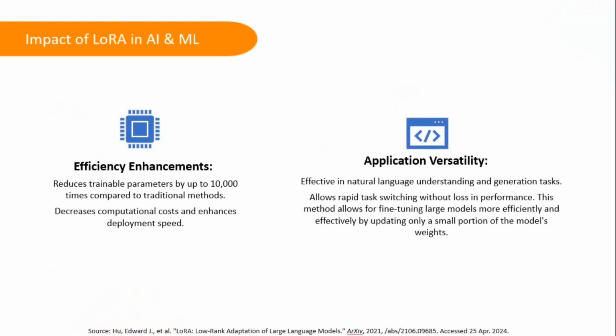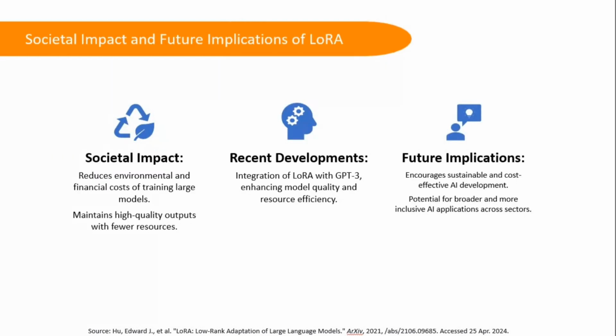Talking about its impact, it reduces the number of trainable parameters by up to 10,000 times, reducing computational cost. It also brings incredible versatility to AI applications, allowing models to swiftly switch between tasks. As we go deeper into the societal impact, LoRA not only minimizes the environmental footprint of AI, but also cuts down the cost associated with large-scale model training. Looking ahead, it paves the way for more sustainable practices and opens up possibilities for broader applications of AI.